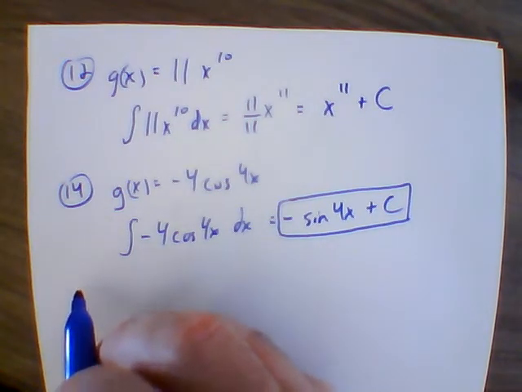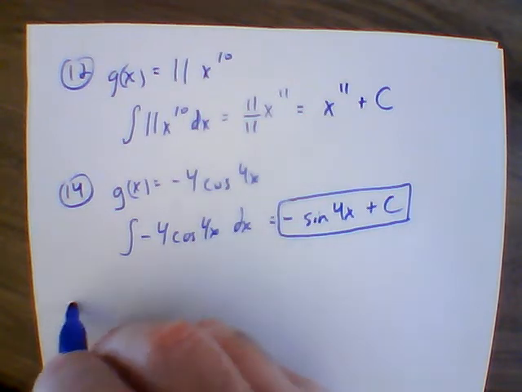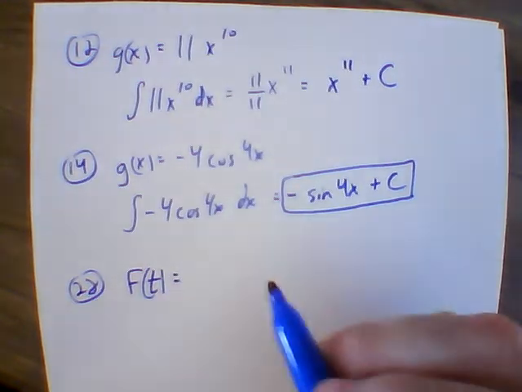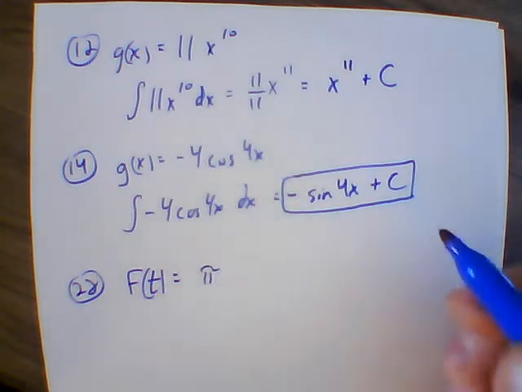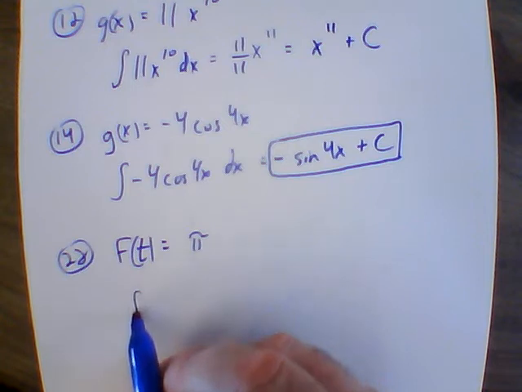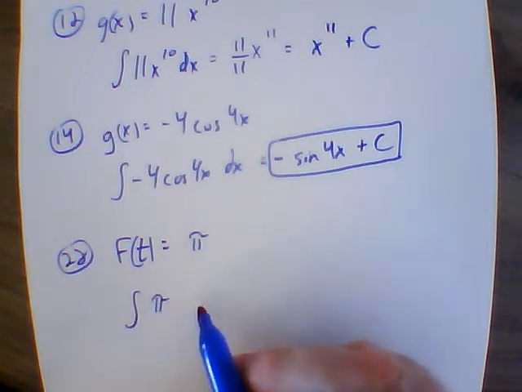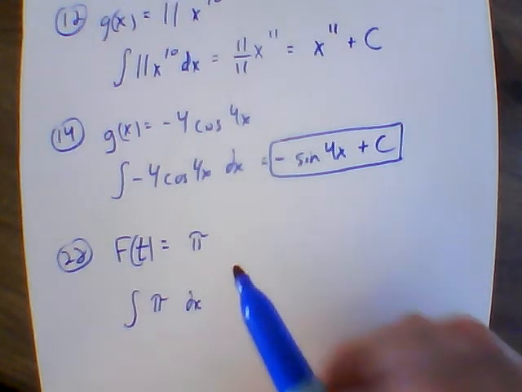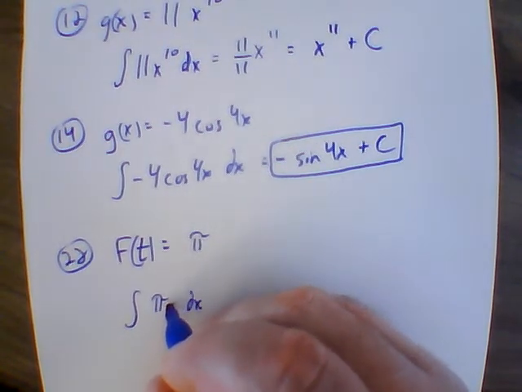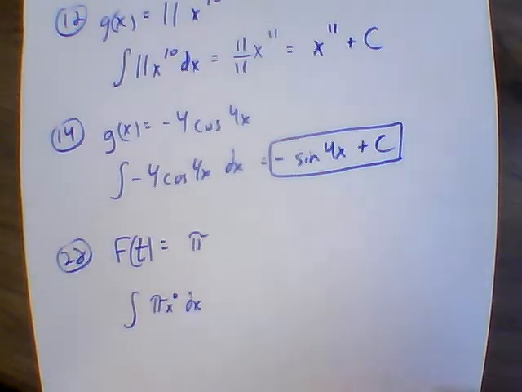If we go to number 22. 22 says f of t equals pi. So now if we're thinking about this, this is really the integral of pi. I'm just going to go dx. Now pi is a number. So if we think about it, this has an x variable here, but it's x to the 0 power, because x to the 0 power is 1. 1 times pi is pi. That's why it was just a pi here.